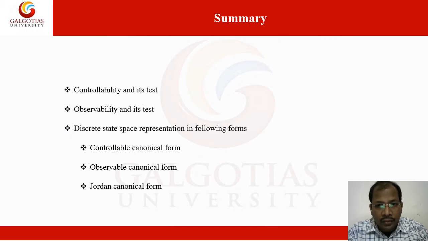So we can summarize here. In this lecture we already discussed controllability and the conditions to check the controllability of the system in the discrete domain, then the observability definition and its conditions. This discrete state space representation is represented in canonical controllable form, observable canonical form, and Jordan form, and we also discussed the duality theorems in discrete state representation. This duality theorem is the same as in the continuous domain. So this is all about this lecture. Thank you.